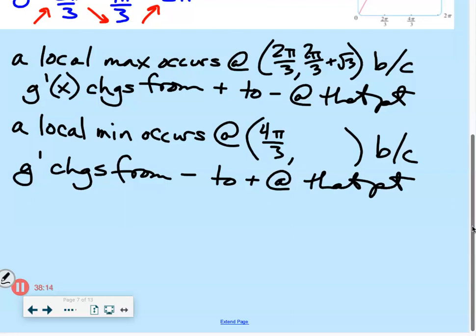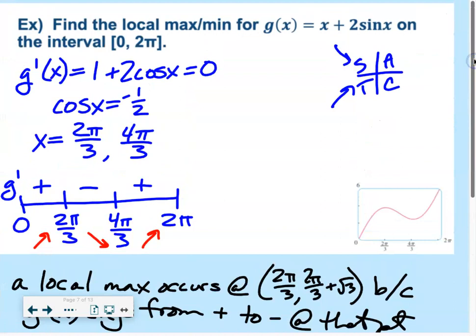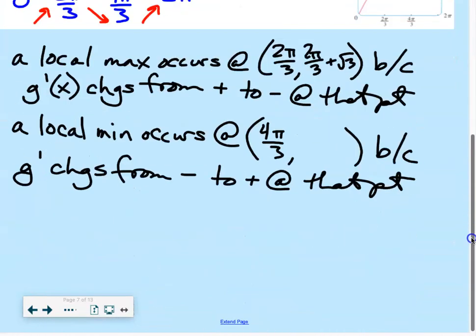Okay, so I need to plug 4 pi thirds into my original function to get the y value. I get 4 pi thirds plus 2 times the sine of 4 pi thirds. Sine is negative down here, right? Sine is your y. It's positive above, negative below. So sine of 4 pi thirds is negative root 3 over 2. Times 2 is negative root 3, so I get 4 pi thirds minus root 3, which is a perfectly beautiful number.